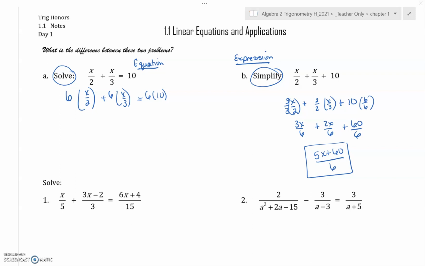Okay, so when you solve, you can multiply both sides of the equation by the same number. But when you simplify, you don't have an equation, so you can't multiply, you'd be changing the value. So what you would have to do is get a common denominator.